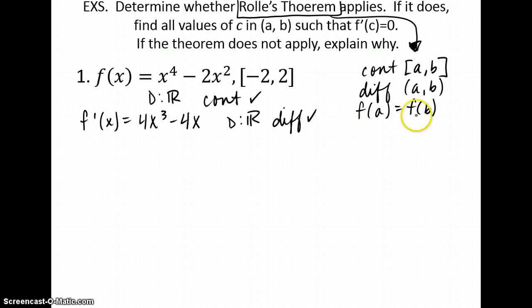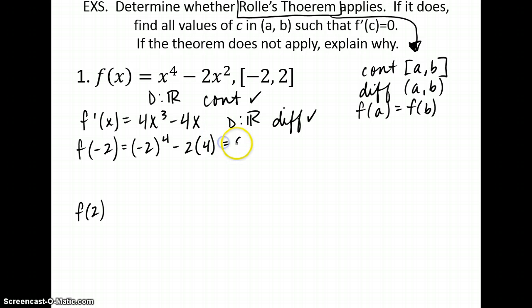And now lastly, find the y value at the endpoints. So f of -2: -2 to the 4th minus 2 times 4, we would get a y value of 8. f of 2, and again, it's back into the function, not the derivative: 2 to the 4th minus 2 times 4, we would get 8 again.